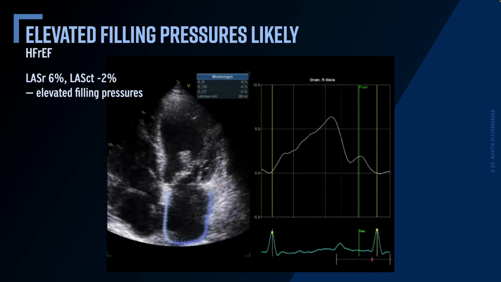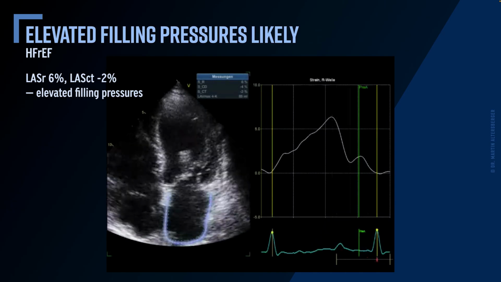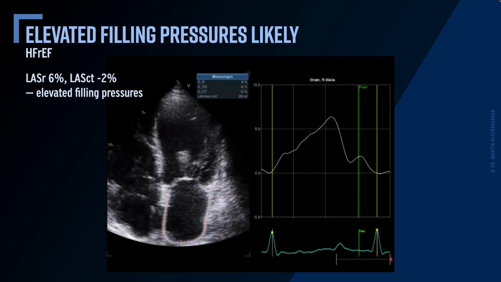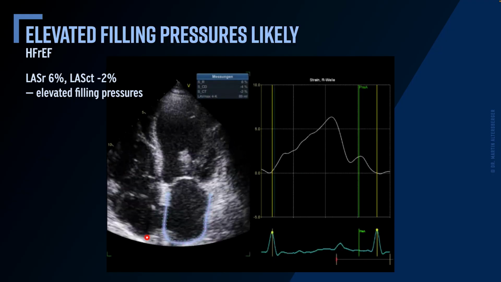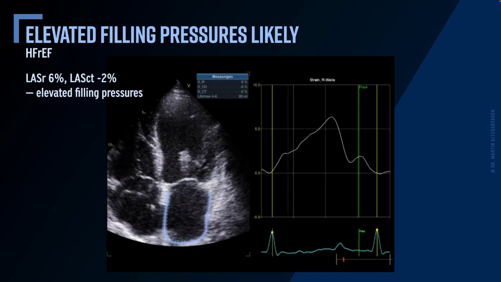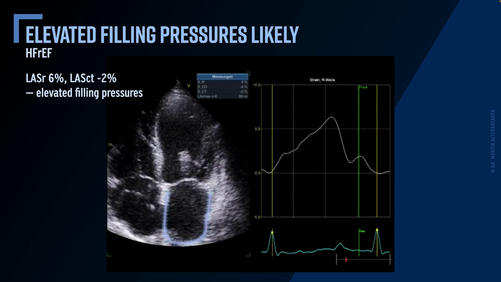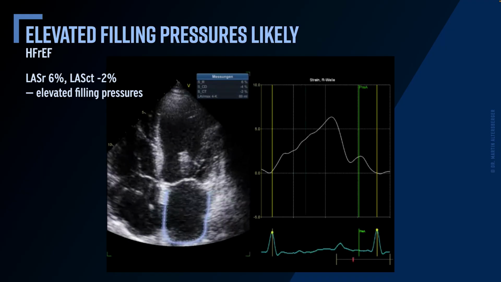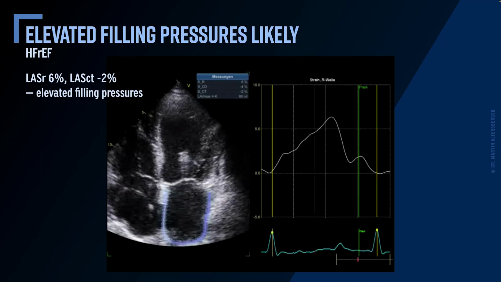When we now look at elevated filling pressures, we have here a case of heart failure with reduced ejection fraction. Ejection fraction is severely reduced, definitely below 30%, I would say 20 to 25 probably. And we have this very large stiff left atrium, also a large stiff right atrium, dilated right ventricle. The left atrial strain reservoir phase is 6% and the contraction strain -2%. So for a patient also in sinus rhythm, this is basically catastrophic by means of the measurement.